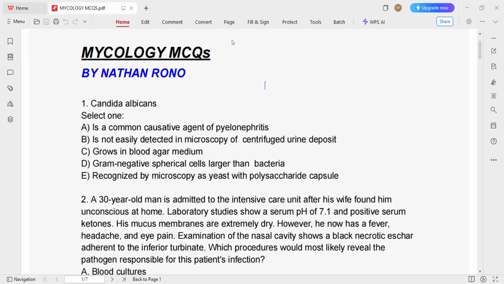So for Candida, Candida is a fungus and it is mostly seen in immunocompromised individuals or people with indwelling catheters, okay? Then choice B is not easily detected in microscopy of centrifuged urine deposit. So that's a lie because it can be detected. Remember Candida, the yeast can be detected when you centrifuge the urine, then you look under microscopy.